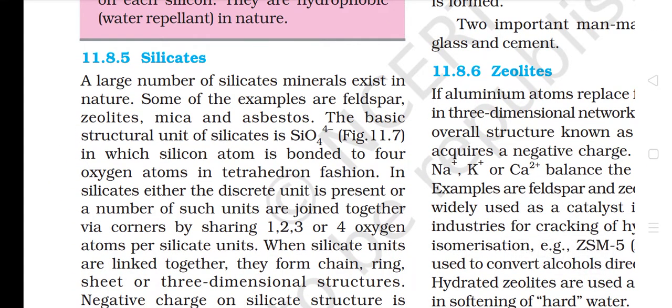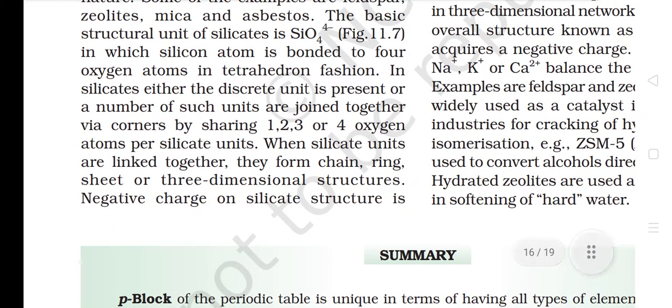11.8.5 Silicates. A large number of silicate minerals exist in nature. Some of the examples are feldspar, zeolites, mica, and asbestos. The basic structural unit of silicates is SiO4 4-, in which the silicon atom is bonded to 4 oxygen atoms in tetrahedron fashion. In silicates, either the discrete unit is present or a number of such units are joined together via corners by sharing 1, 2, 3, or 4 oxygen atoms per silicate unit. When silicate units are linked together, they form chain, ring, sheet, or three-dimensional structures.